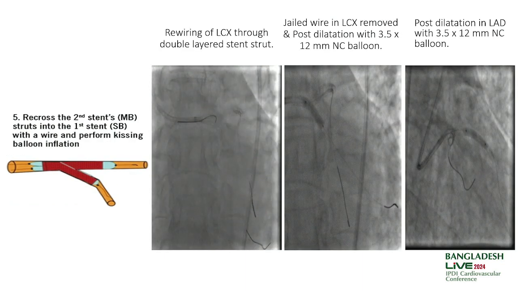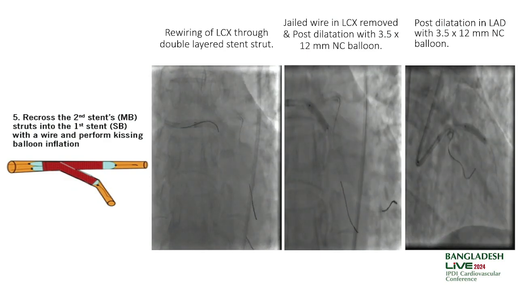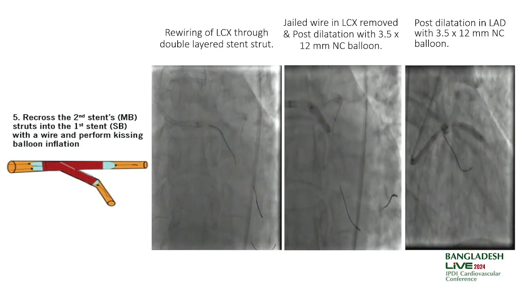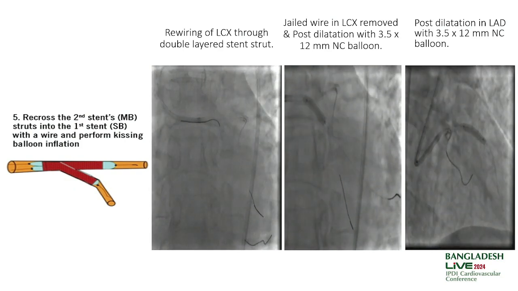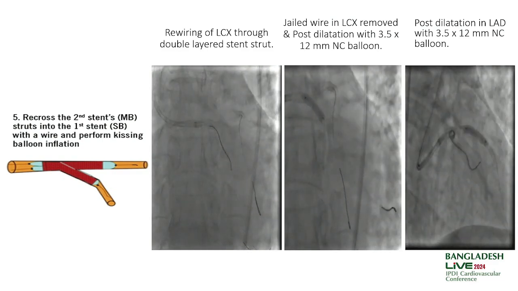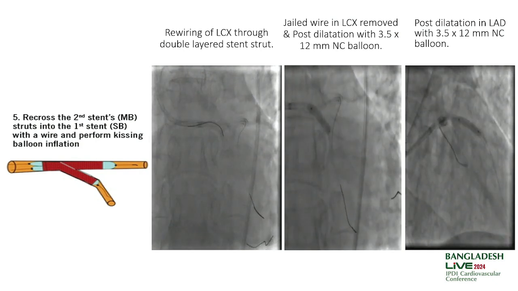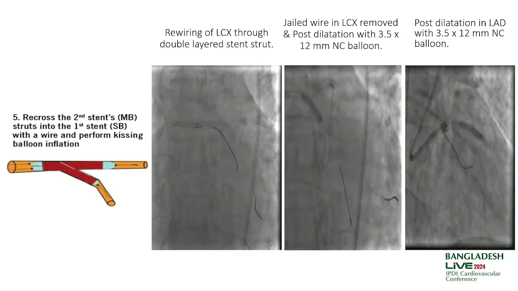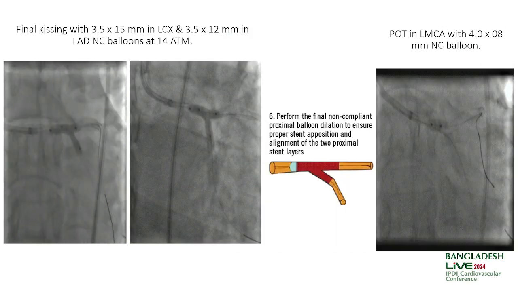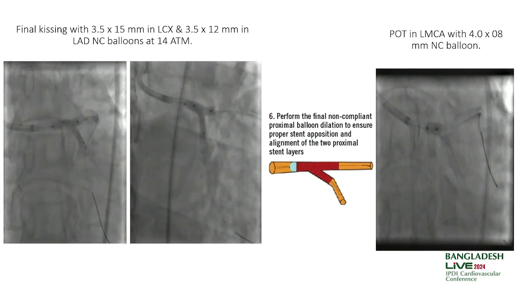The final step is the recrossing of the wire. Regarding the recrossing of the wire, there are two thoughts. One thought is that during placement of the second stent, I have to remove the wire in the LCX. As the patient was hemodynamically unstable, having chest pain on the table, I kept the wire in the LCX as a guide for the recrossing. I recrossed the second stent, the double stent wire, through the LCX, and opened it, and the jailed wire was removed. Post dilatation was done with a 3 into 12 millimeter NC balloon. And finally, kissing was done with a 1:1 size balloon, and final POT is done.